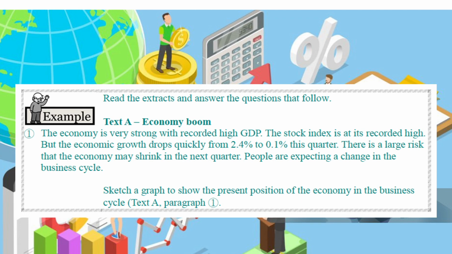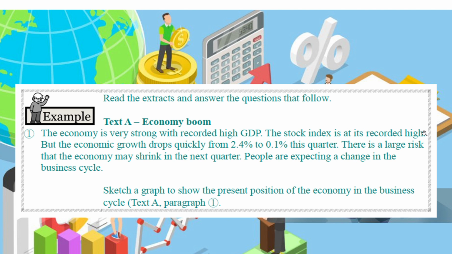Task one is reading comprehension, which always happens in the IB exam. We have a long paragraph, and then the question asks you to sketch a graph to show the present position of the economy in the business cycle. So you sketch the business cycle and point out where we are. They will say clearly text A, paragraph 1. Remember the four things: recovery, boom, recession, and trough. Where are we?